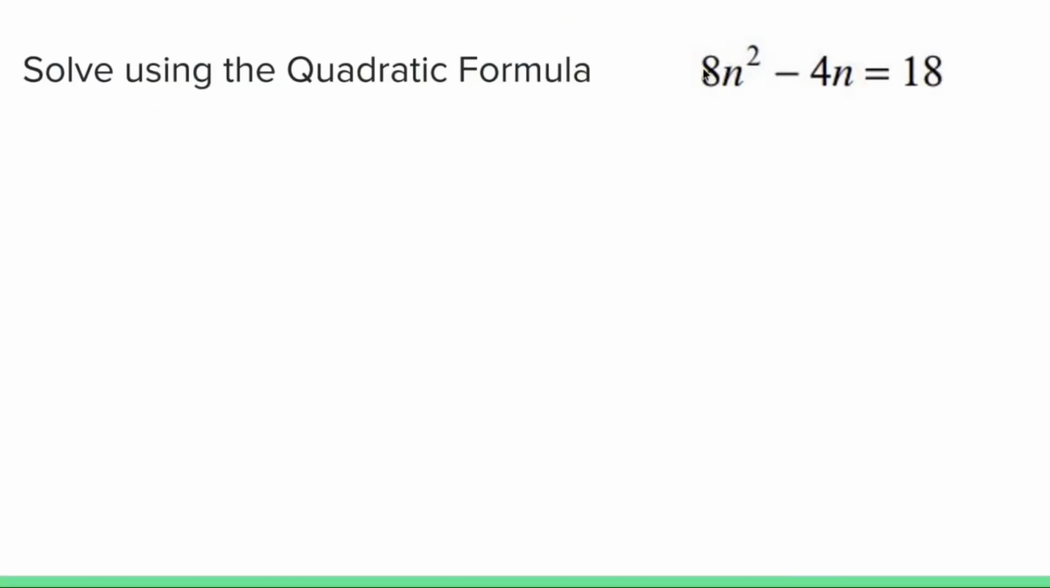Solve using the quadratic formula. In order to use the quadratic formula, what you need to do is make sure that everything is equal to 0. So let's subtract 18. That leaves us with 8n squared minus 4n minus 18 equals 0. Once you have it equal to 0, label the number in front of n squared a, label the number in front of n b, and label the number that's floating around c. Now the quadratic formula is x equals, but this is going to be n equals, and let's sing a song.